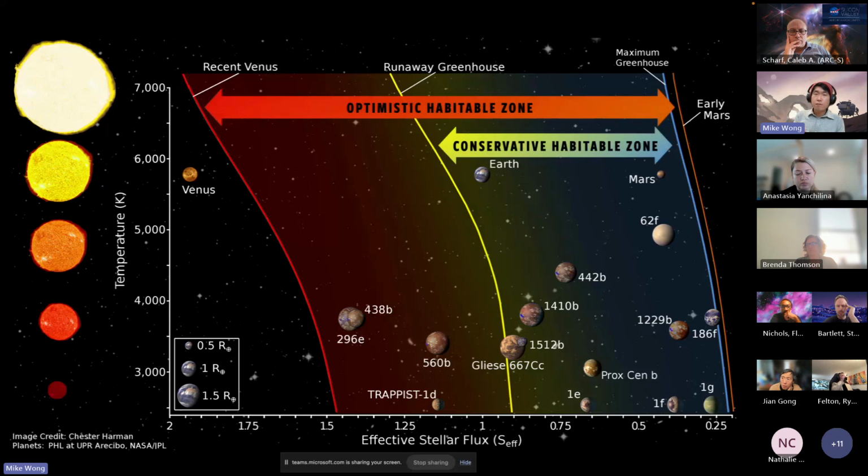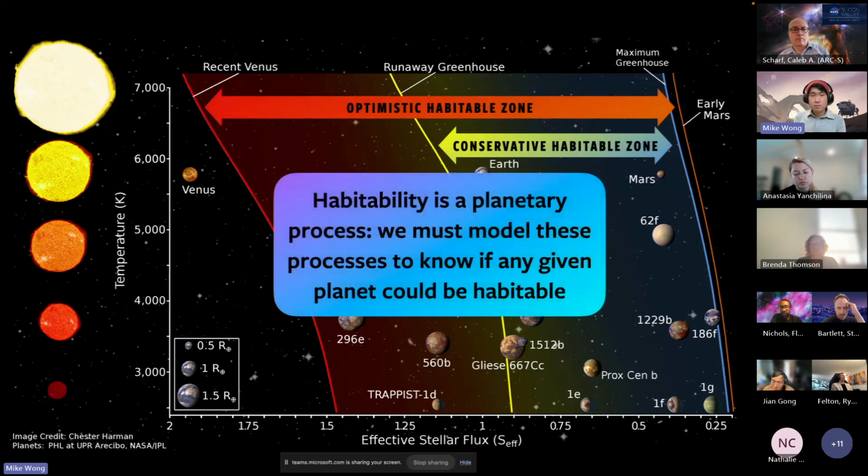Temperature is primarily governed by the amount of radiation that a planet receives from its host star and the spectral energy distribution of that radiation, as well as internal processes on the planet that affect that planet's climate. So habitability really is a planetary process that takes into account the context that planet is in, in terms of orbiting a certain type of star, and also the internal mechanisms of that planet that we need to model and understand if we want to truly make an assessment of any given planet's habitability.